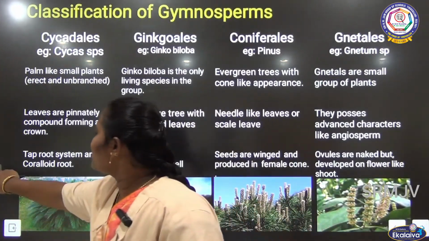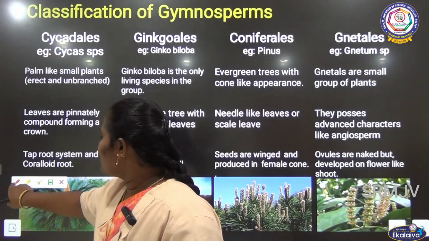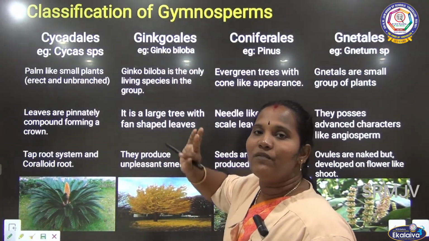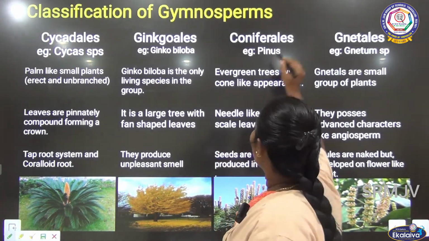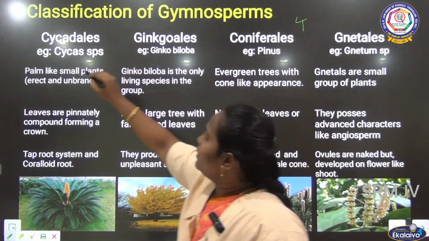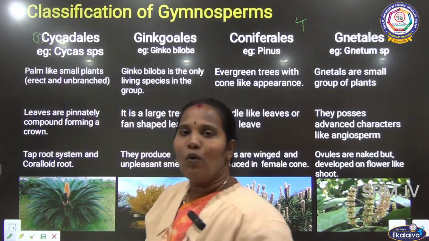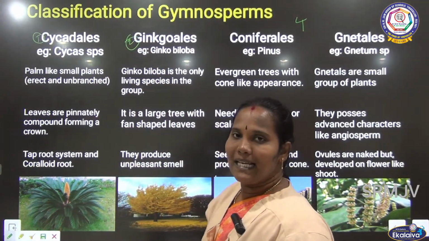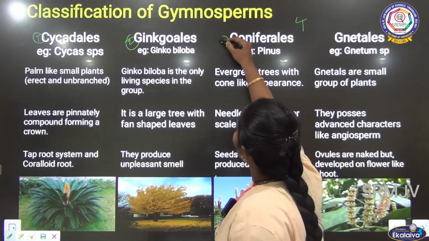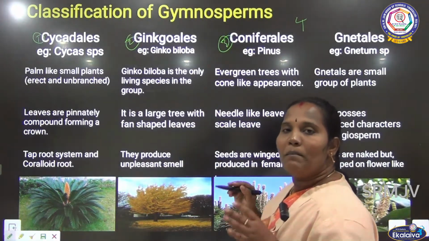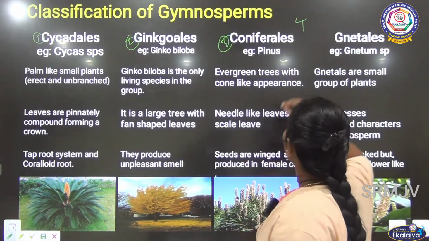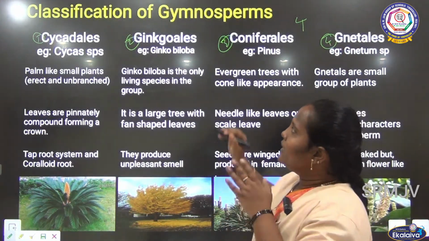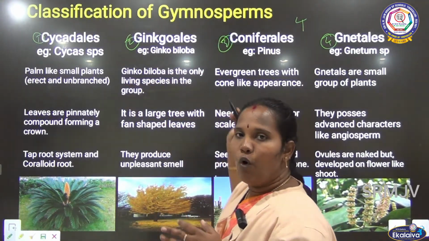Next, classification of the gymnosperms. We have to see about the classification. The gymnosperms are classified into 4 classes. How many? 4 classes. What is class 1? One is called the Cycadales. The second one is the Ginkgoales. The third one is the Coniferales, which is used for many economic industries. The fourth class is the Gnetales. Clear? So the gymnosperms are classified into 4 classes.